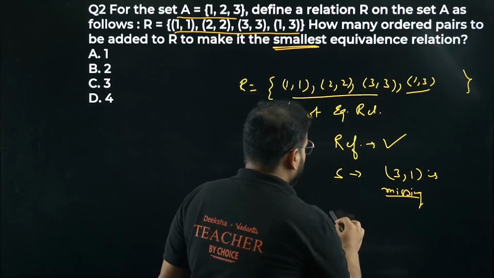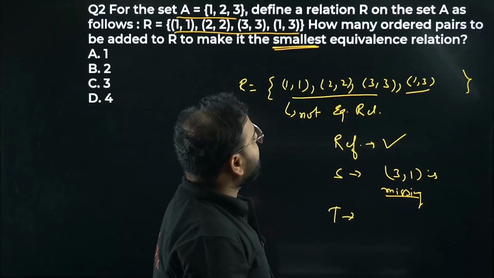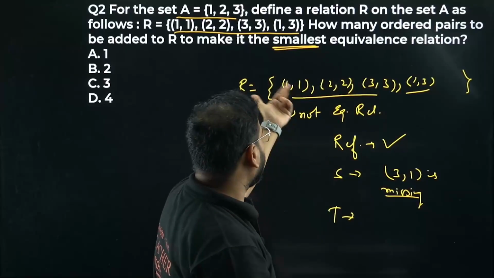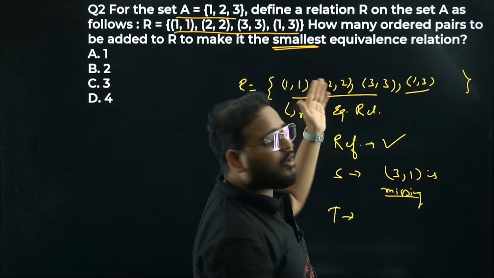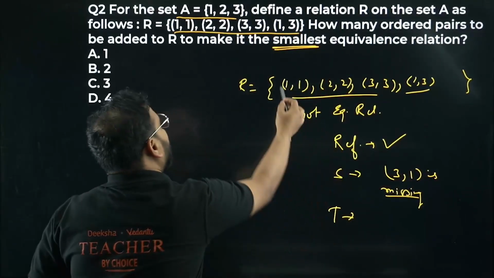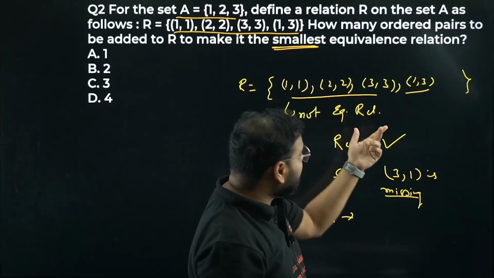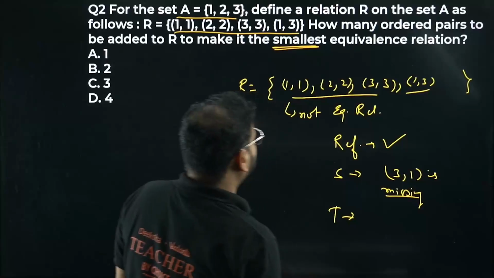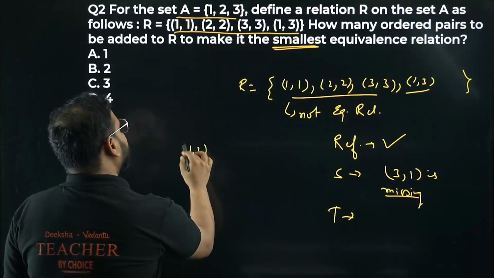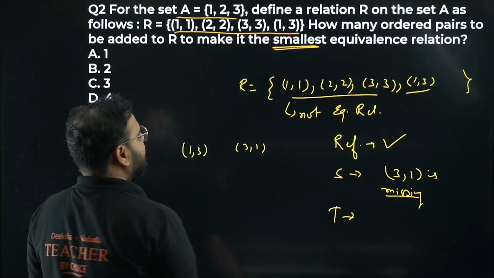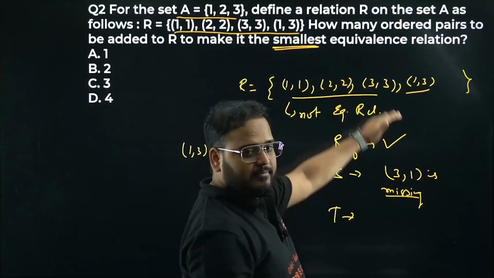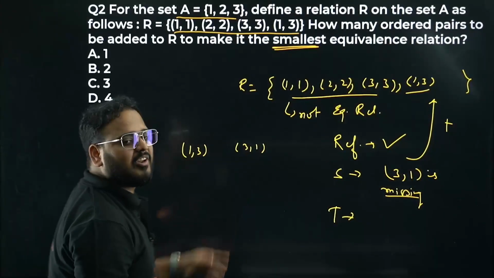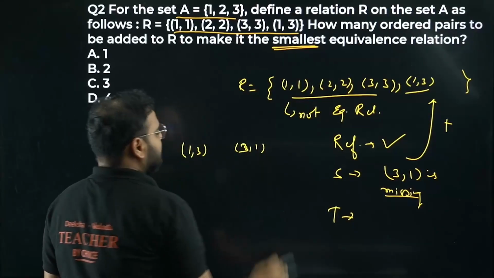Let's look for transitive now. We won't check the pairs like (A,A), since they can't cause non-transitivity. Now (1,3) is there. So what do we need? If I have (1,3) and (3,1), we are adding this part. So we have (1,3) and (3,1).